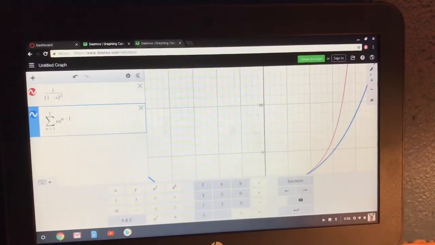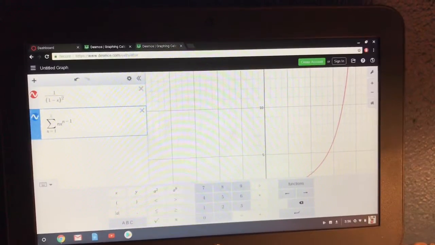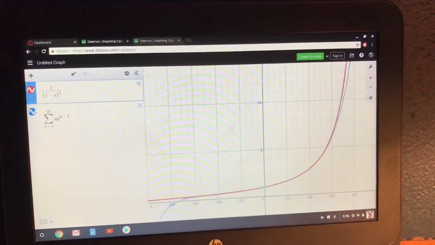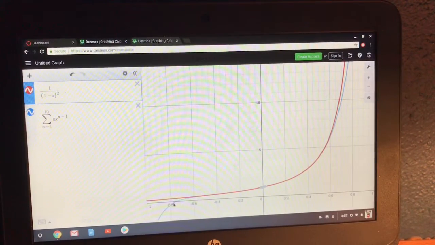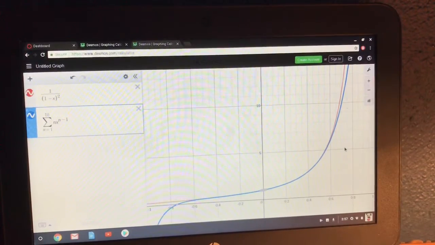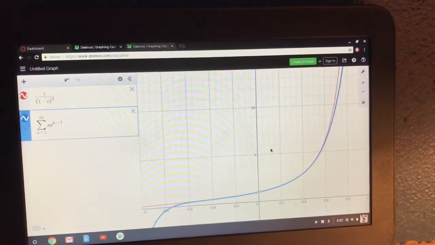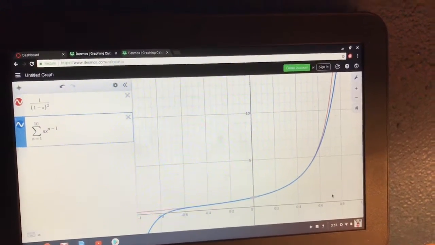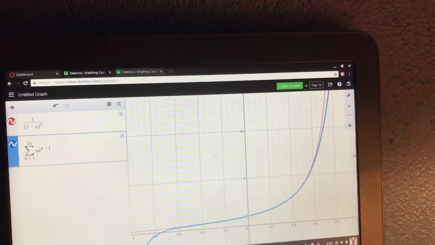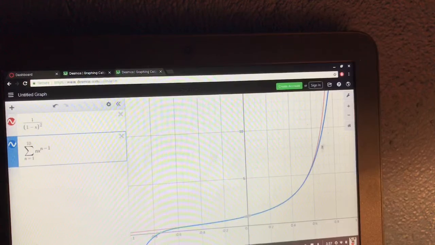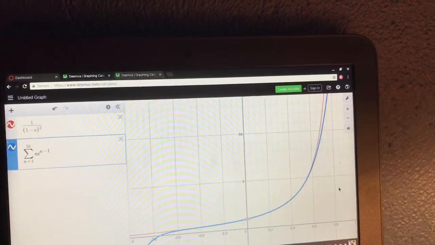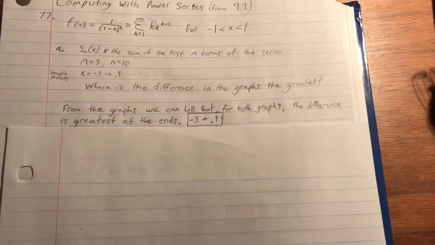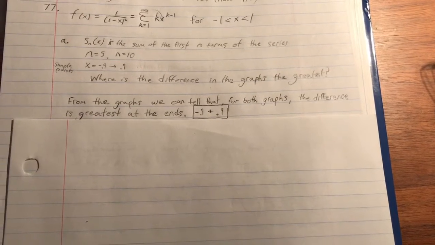So the next thing I'm going to do is n equals 10. Here we can look at the graph, and both lines clearly have the greatest difference at the endpoints again. You can see at negative 0.9 and up at 0.9. If I scroll all the way up, the difference is increasing, so at the endpoint it would be the greatest. So from the graphs we can tell that for both graphs the difference is greatest at the endpoints, which were negative 0.9 and 0.9.